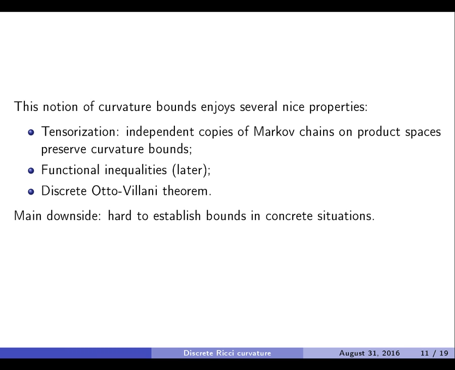Okay, so this notion of curvature enjoys several nice properties. The important property is the tensorization property. If you start looking at independent copies of Markov chains on product spaces, then you preserve curvature lower bounds. You keep the lower bound on the curvature for the worst of these Markov chains. In particular, if you take an n-fold product of independent copies of the same Markov chain, you preserve curvature bounds up to rescaling time if you want. So this means that there is hope for this curvature notion to behave well in high dimension.